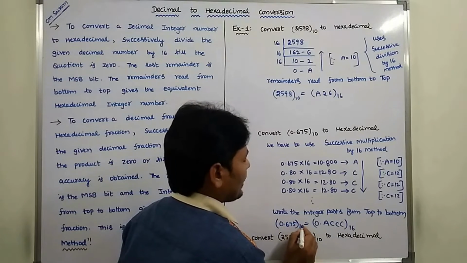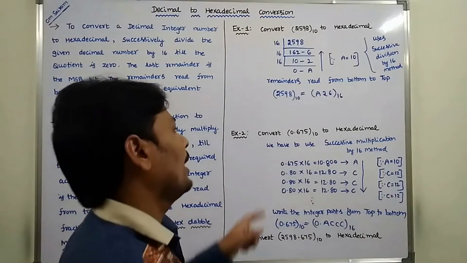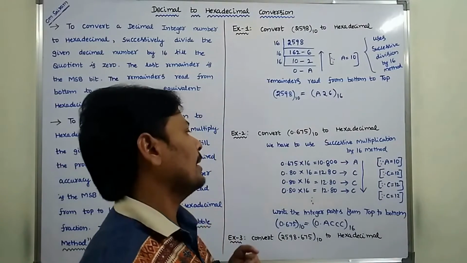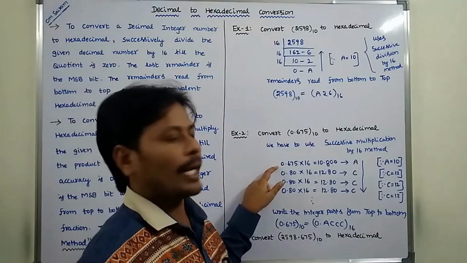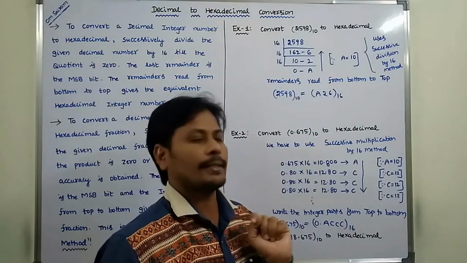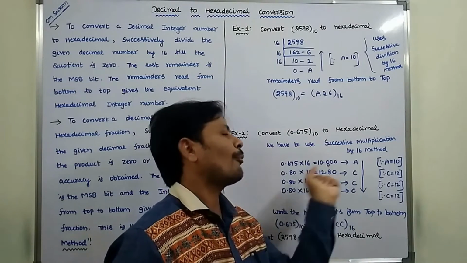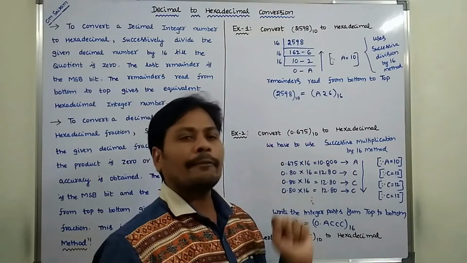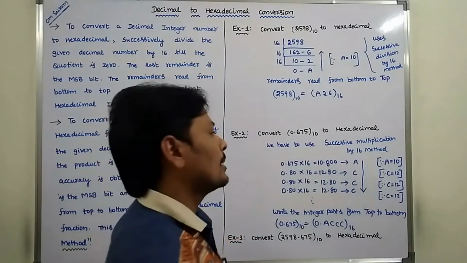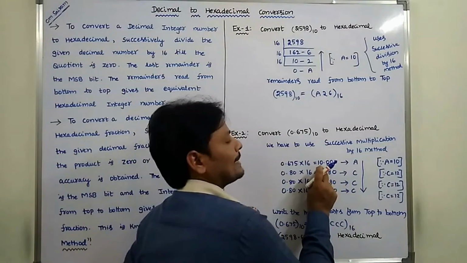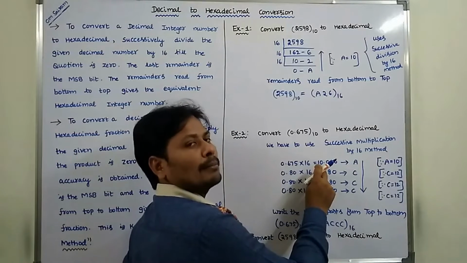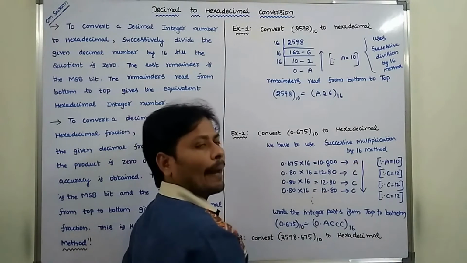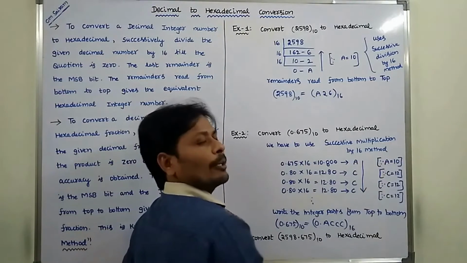0.675 base 10. Okay, here we have to use the successive multiplication by 16 method. So the given decimal fraction number is multiplied with 16, and we are getting 10.800. Here the integer part and fraction part can be separated. So the integer part is 10. In the hexadecimal number system, 10 is not there, so it is represented by capital A. So therefore A is equal to 10.